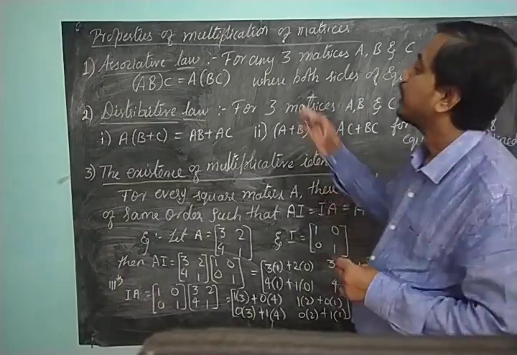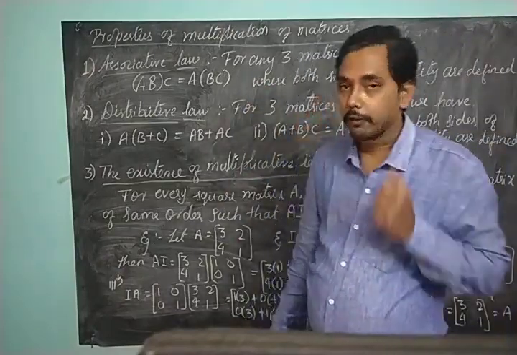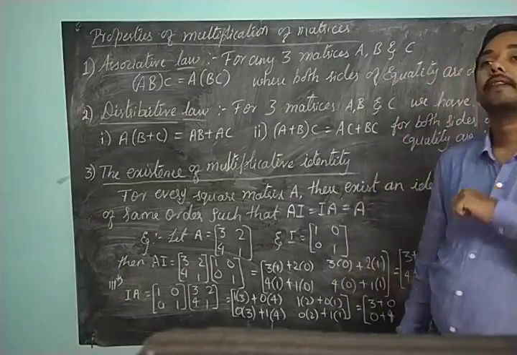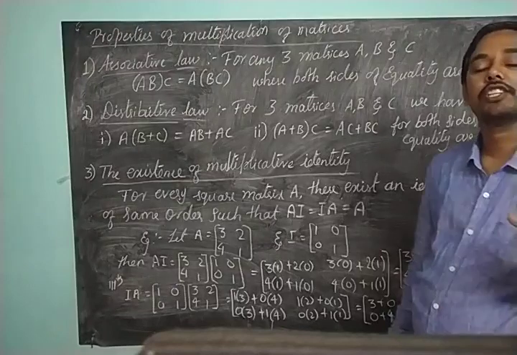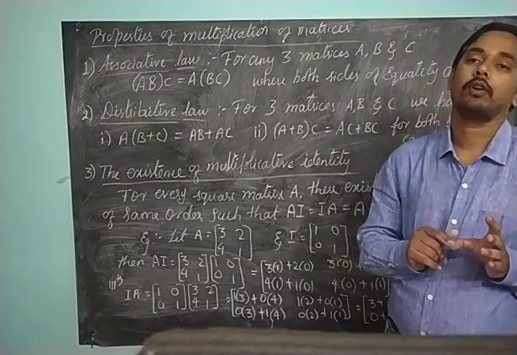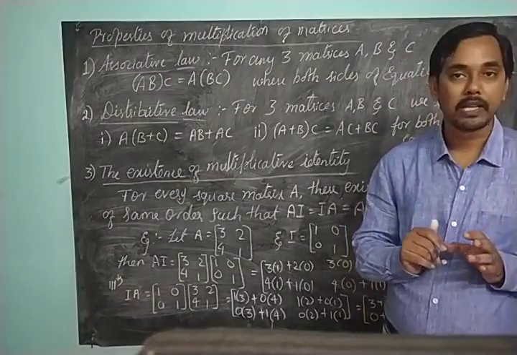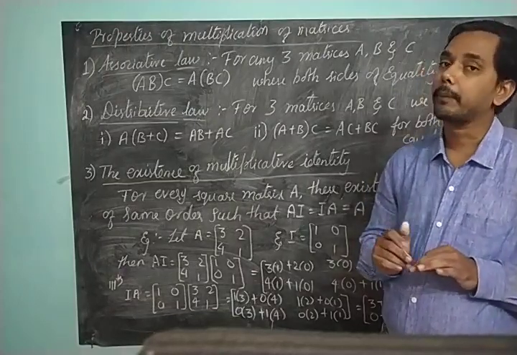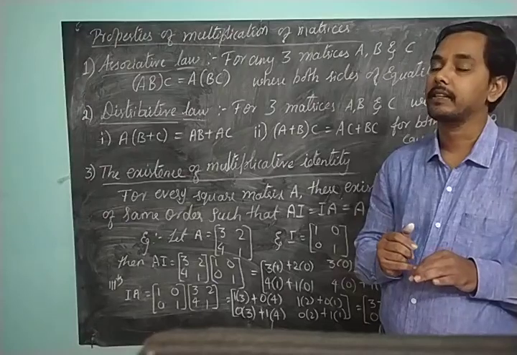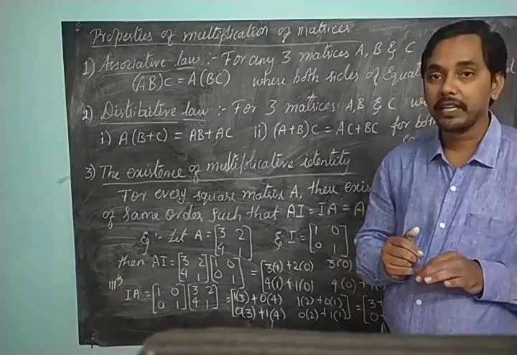So the first one is associative law. In the properties of addition, we also studied the commutative law. What was that? A plus B is equal to B plus A. But here the commutative law is not applicable for multiplication of matrices. That is, A into B is not equal to B into A.